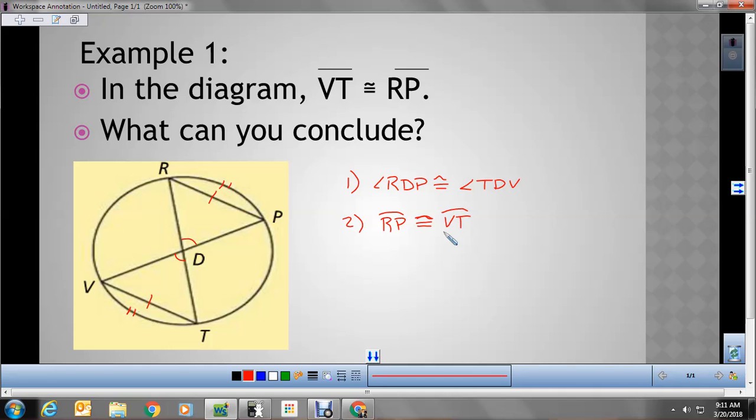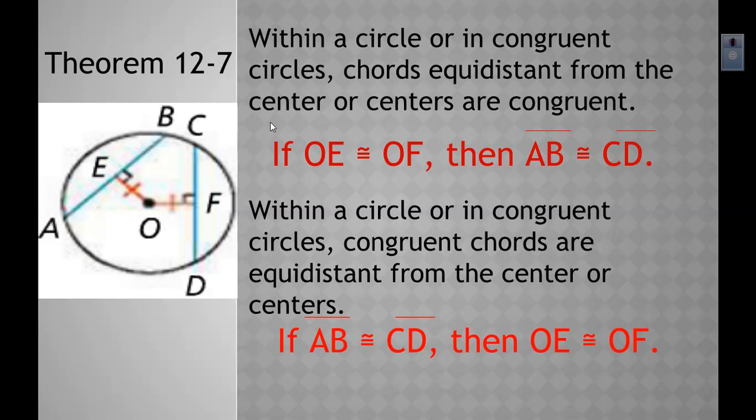All right, let's move on to another one. Theorem 12.7 says within a circle or in congruent circles, congruent chords equidistant from the center or centers are congruent, which means the same distance away from the center. So if this chord CD and chord AB, okay, are the same distance away from the center, from O to F and O to E are the same, then our chords are the same. So if OE is congruent to OF, then chord AB is congruent to chord CD.